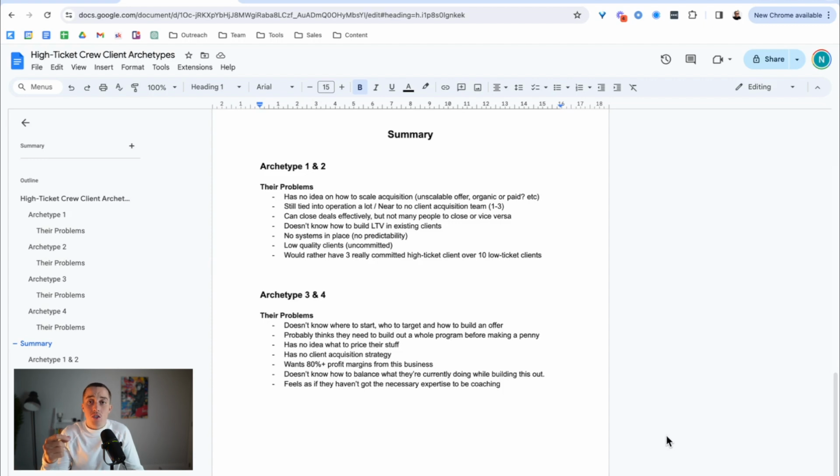You have no client acquisition strategy. Maybe you've got a small idea as to how you're going to get clients, maybe based off the previous business that you currently run, but you haven't got a systemized way to do so based on predictability. You want 80% plus profit margins from this business. So whether you're an existing business owner or whatever it may be, you probably want 80% plus profit margins.